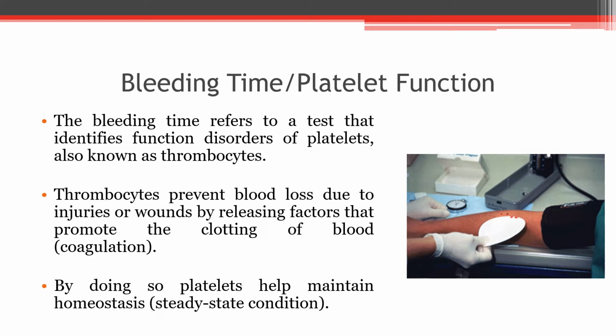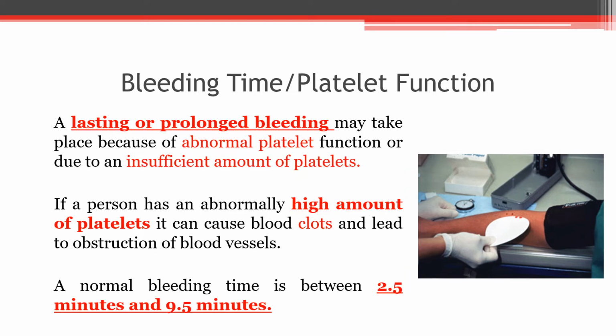Bleeding time or platelet function. The bleeding time refers to a test that identifies function disorders of platelets, also known as thrombocytes. Thrombocytes prevent blood loss due to injuries or wounds by releasing factors that promote the clotting of blood, coagulation. By doing so, platelets help maintain homeostasis, steady state condition. Lasting or prolonged bleeding may take place because of abnormal platelet function or due to an insufficient amount of platelets.